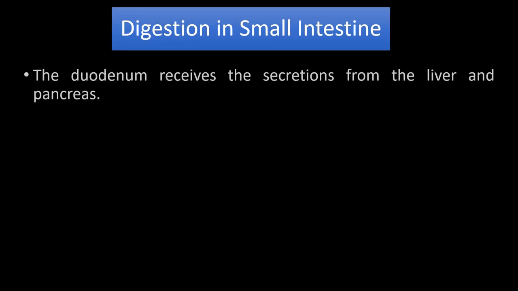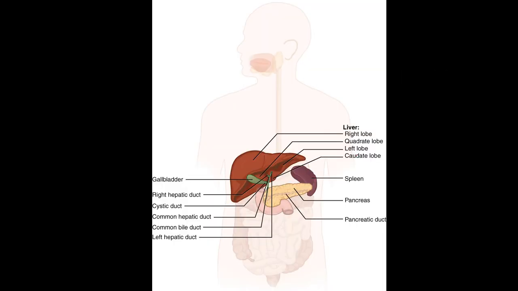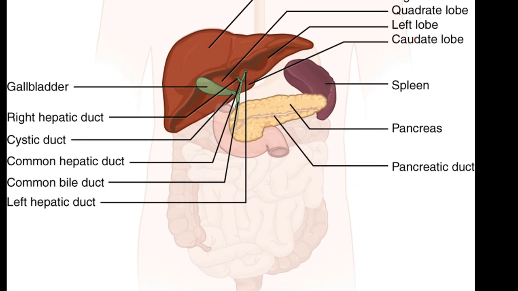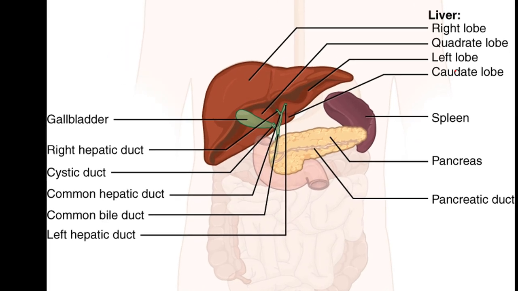Okay, now let us understand what happens in the small intestine. Now the duodenum receives the secretions from both the liver and pancreas. So let us see how it is going to happen. Now, as you can see here, let me zoom in a little bit. So as you can see here, this is the liver, here you have the gallbladder, and you have the pancreas here.